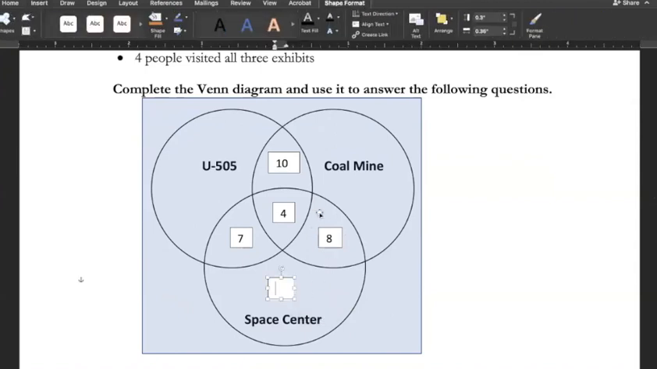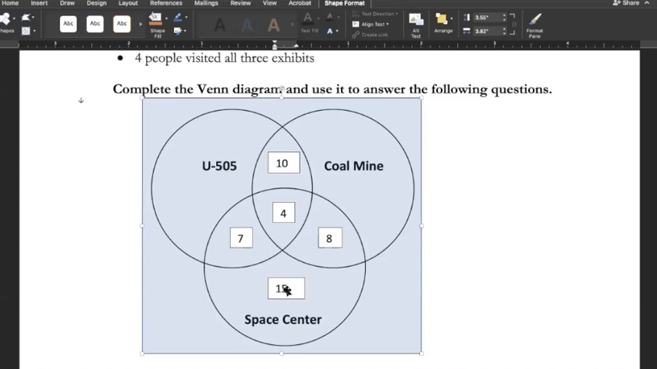And remember, a total of 34 people are in this circle. We've already counted some of them. 7 and 4 is 11, and 8 is 19. We've already counted 19 people. And so the number that goes in here is the difference between the 34 people that visited the Space Center and the 19 we've already counted. And of course, that difference would be 15. So that means there's 15 people in that group right there.